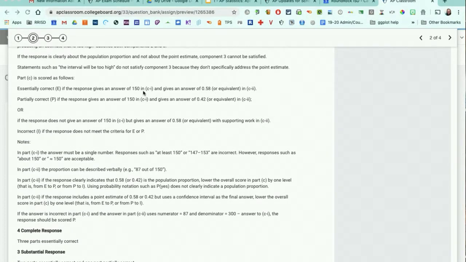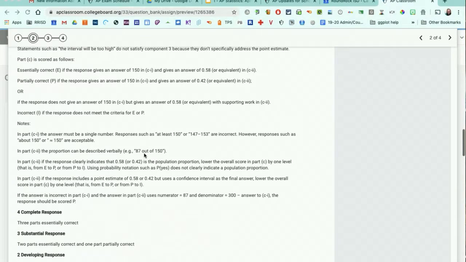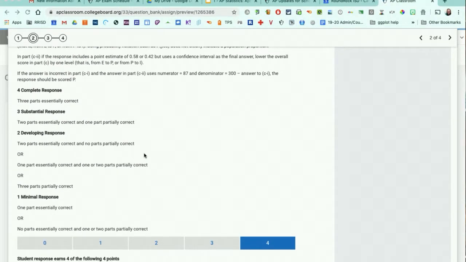So if you talked about 150 in part C, part 1, and then give 0.58 or equivalent in part 2. And partial correct if you gave an answer of 150, but accidentally gave 0.42, which is the proportion of no's, or does not give an answer of 150, but gives an answer of 0.5, etc. So it goes through what would count as partial, and then incorrect if you don't meet either of those criteria. So then at the end, it gives you what your score comes from.